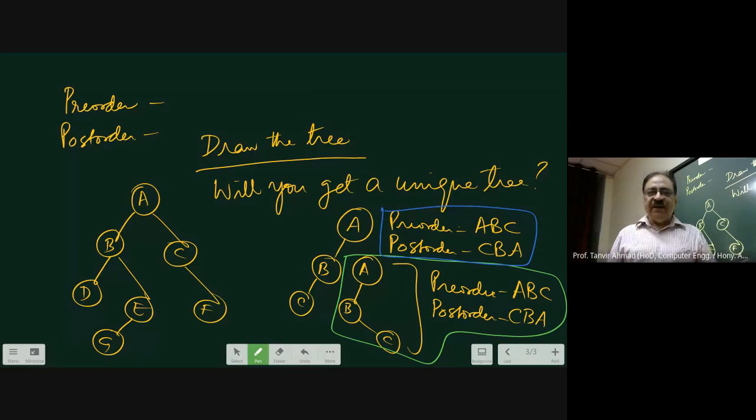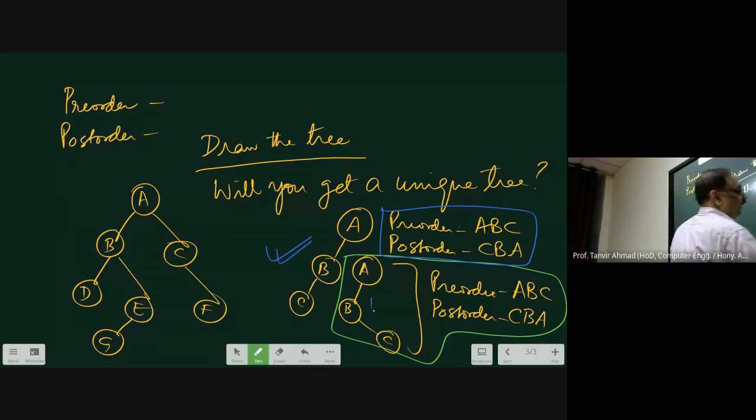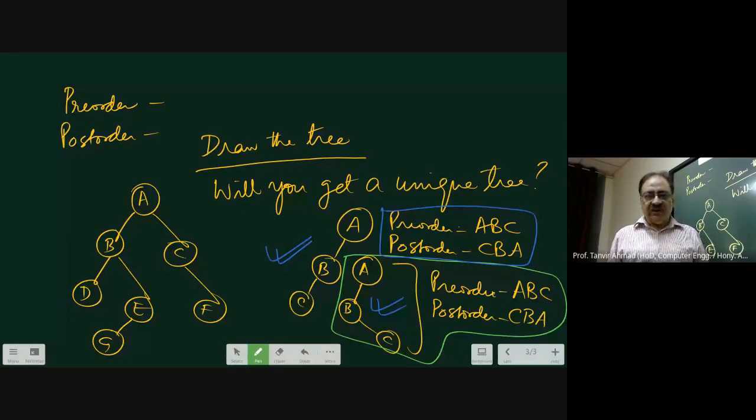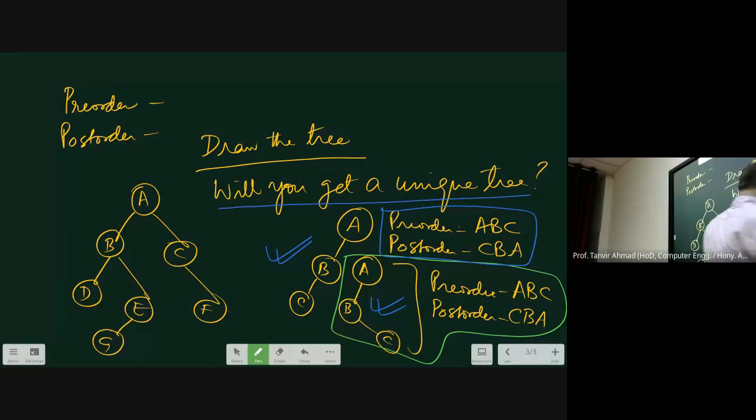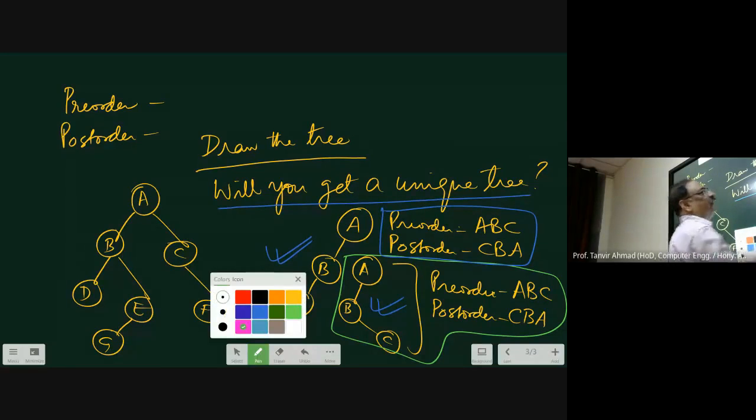ABC, ABC, CBA, CBA. But did you get a unique tree? No. It means this is also correct. You are getting the same traversal, but the shape of the tree is not unique. So the answer to this question, will you get a unique tree, is no.